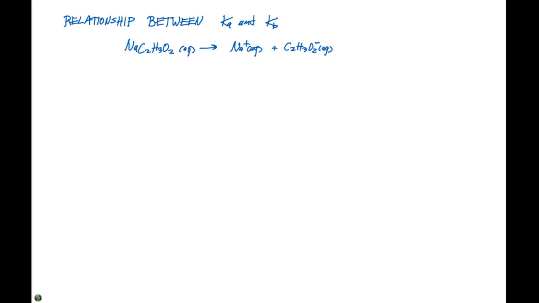So here we're going to use sodium acetate and acetic acid to show you the relationship between Ka and Kb. Sodium acetate is a salt, which means it's going to be a strong electrolyte in solution. So we're going to have a full dissociation to Na+ and C2H3O2-. And this acetate ion is going to be the conjugate base of HC2H3O2, or it's the conjugate base of acetic acid.